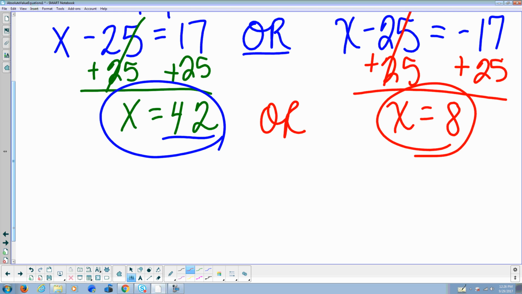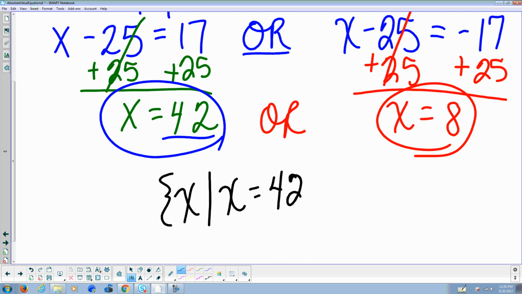The last step said to write the solution in set builder notation. So we're going to create our fancy curly bracket, and we'll say all x's such that x equals 42 and also 8. 42 or 8. We separate multiple answers with a comma.